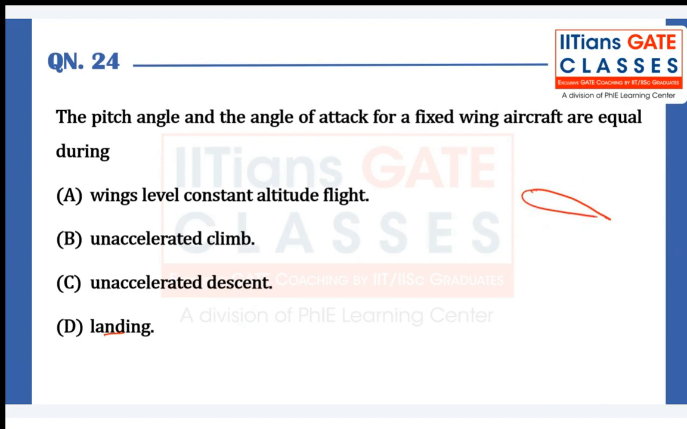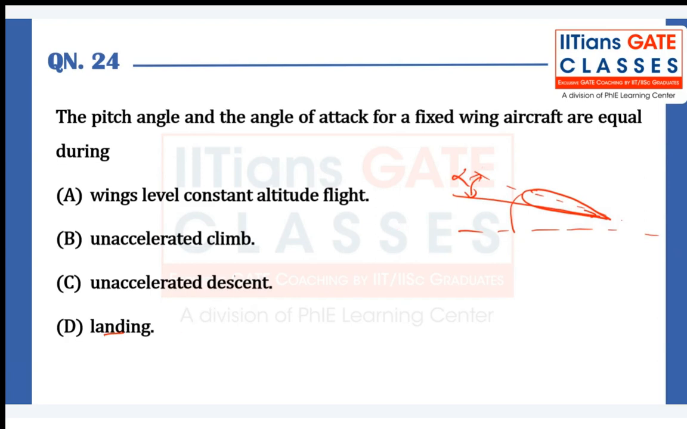So let's say this is a pitch angle. Let's say the wing is set like this. This is the horizontal. So this total angle will be the pitch angle, whereas if the relative wind is coming like this, then this will be my angle of attack. Okay, this is the key.